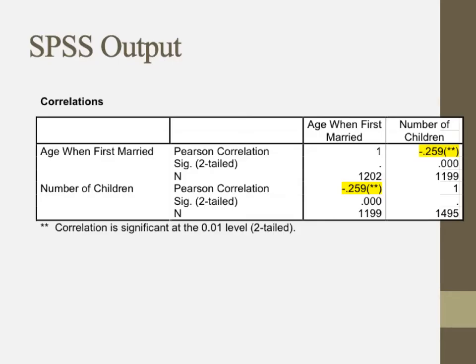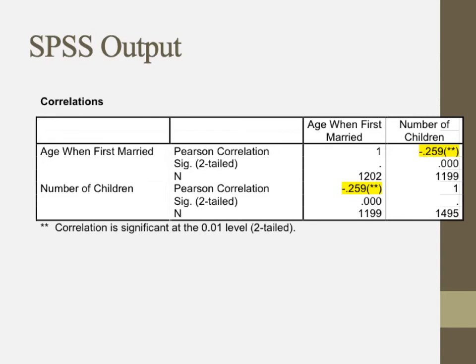What would this look like in SPSS? This is an example, age when first married and the number of children. This is actual data from the General Social Survey, and you can see here that we've got a table that has a bunch of different numbers. Basically, we've got each variable going both directions, and so it's a matrix. It's called a correlation matrix.